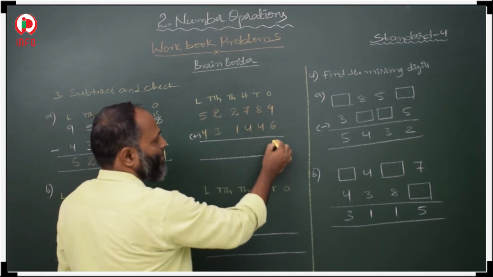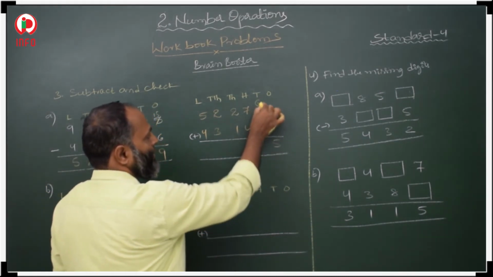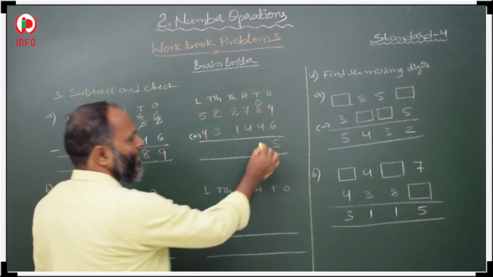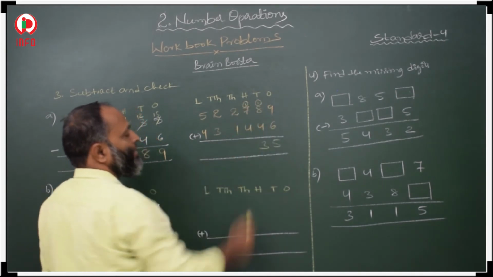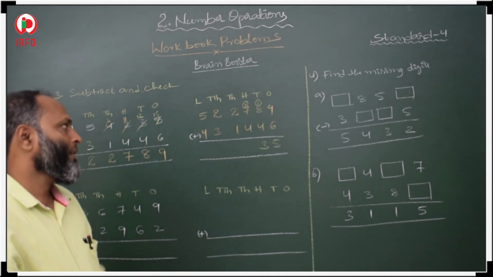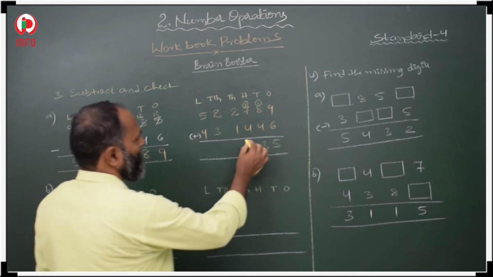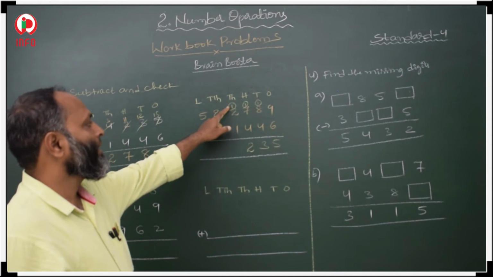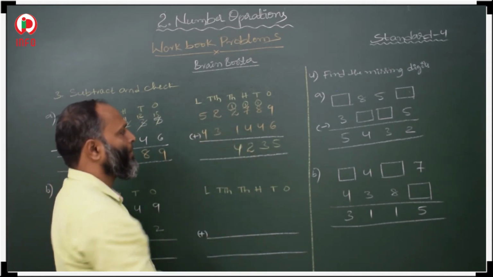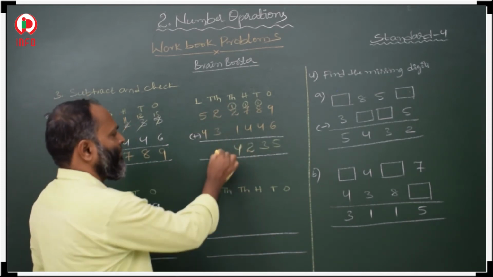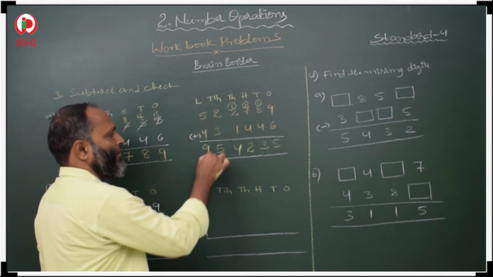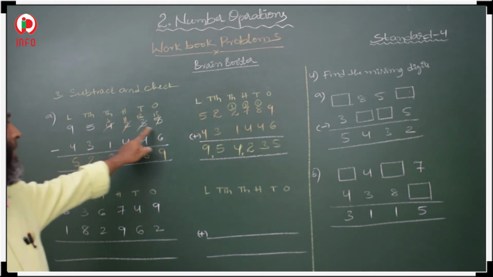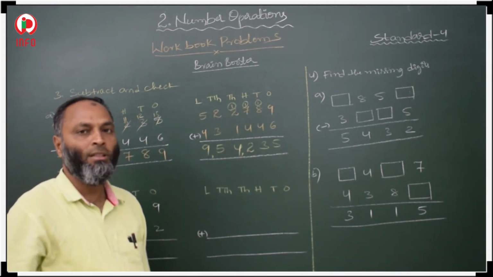9 plus 6 is 15, 5 is here and 1 is carried. 8 plus 4 is 12, 12 plus 1, 13. 13 means 3 and 1 carried. 7 plus 4, 11, 11 plus 1, 12. 12 means 2 and 1 carried. 2 plus 1, 3, 3 plus 1, 4. 3 plus 2, 5. 5 plus 4, 9. 9 lakhs 54,235. So that answer we will get.